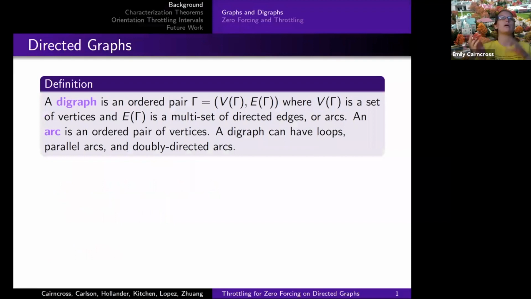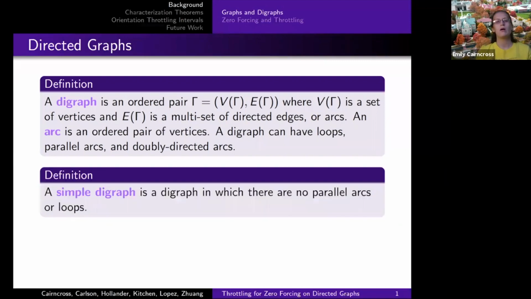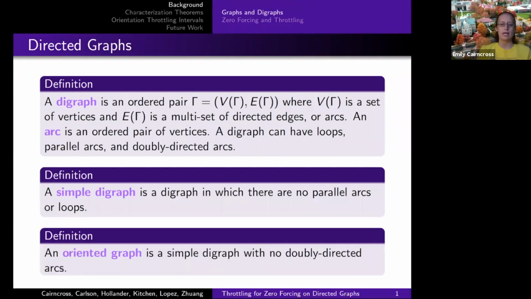So while a graph is defined by a set of vertices and a set of edges, where each edge is an unordered pair of vertices, a digraph or directed graph is defined by a set of vertices and then a set of arcs, where each arc is an ordered pair of vertices, implying a direction along each arc. And a digraph can have loops, parallel arcs, and doubly directed arcs. And then a simple digraph is a digraph, but it can't have parallel arcs or loops. And then an oriented graph is just a simple digraph, but with no doubly directed arcs either.